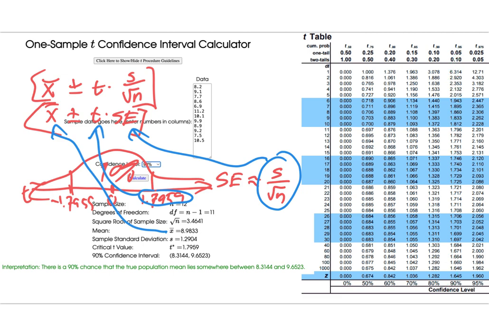My degrees of freedom are 11 because it's n minus 1. And I go across to right here, 1.796, which is the value that the computer kicks out at you anyways. Showing you that's where this number comes from. That's where you find it on your table.